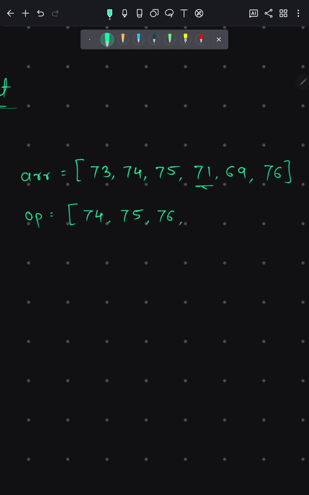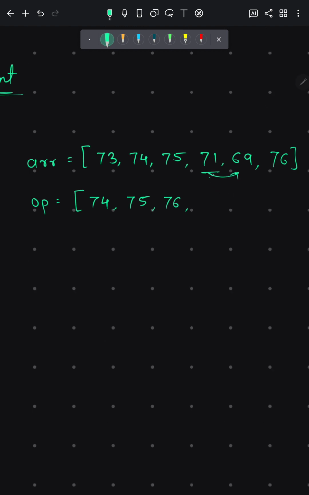Now let's go to here. What is the next greater element for 71? 69? No. 76. Yes, right. So we will put 76. Same like this, here also it will be 76, and here it will be -1, because there is no next greater element. Okay, so you understand the problem, right?